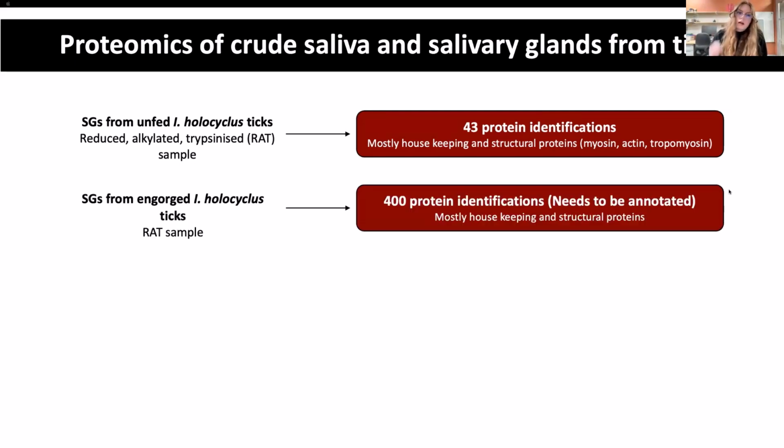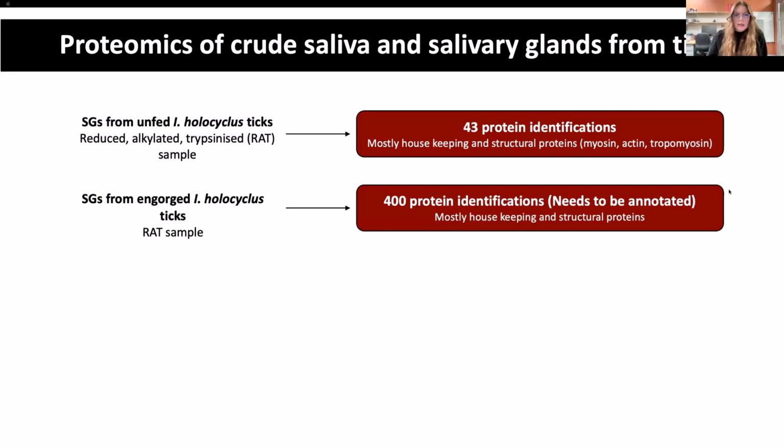From here, I then did the same type of sample, but using salivary glands from ticks that had been feeding on domestic animals that were brought into local veterinary clinics. This still needs to be annotated, but we found 400 different protein identifications, and from just having a brief look at it, it does still appear to be primarily housekeeping and structural proteins.